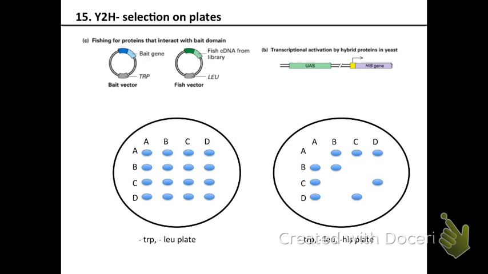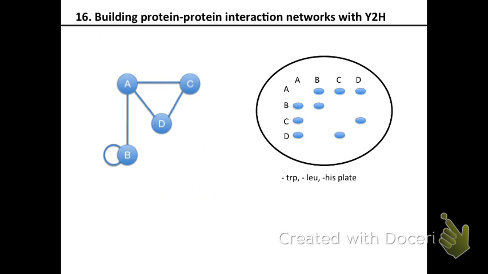So now let's take this data and actually form a protein interaction network with it. It's actually very simple. You're going to look at this data, and you're going to form edges between two proteins where you see an interaction. Let's look at A. It doesn't interact with itself, but it interacts with B. So I'm going to put an edge between A and B. It interacts with C, so I'm going to put an edge here. It interacts with D, so I'm going to put an edge here.